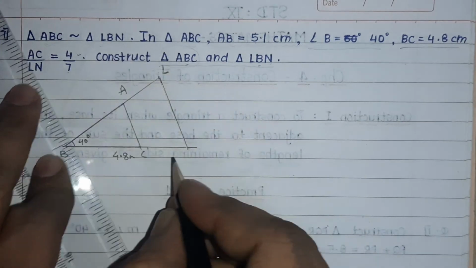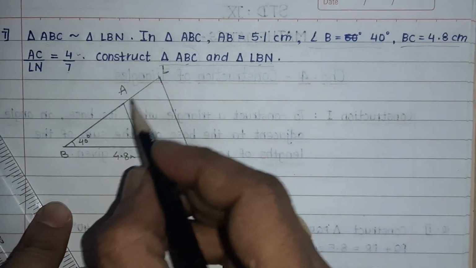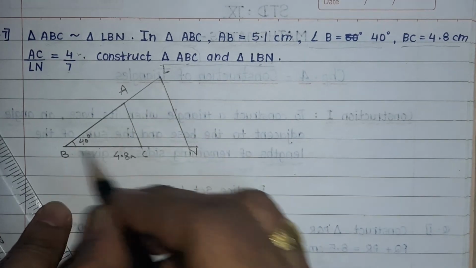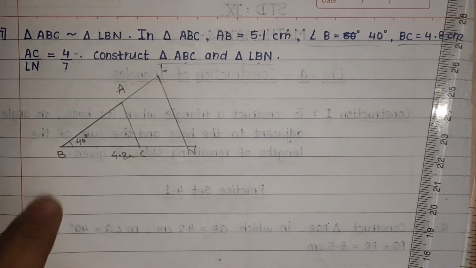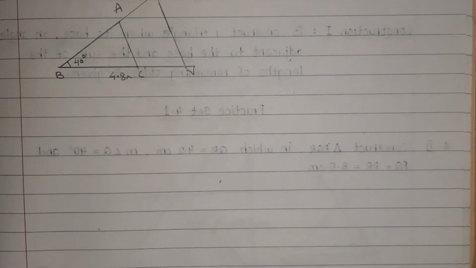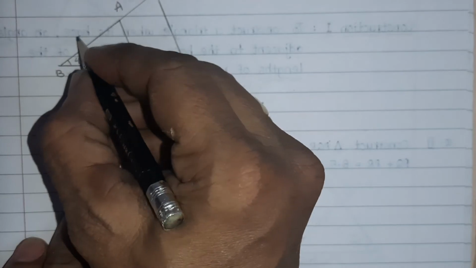This is point L, B, and here it is N. Therefore dear student, see ABC and LBN, these two triangles with common vertex are there. Now dear student, we have to do the construction. First of all, we have to draw the BC of length 4.8. Dear student, AB is 5.1 centimeter.